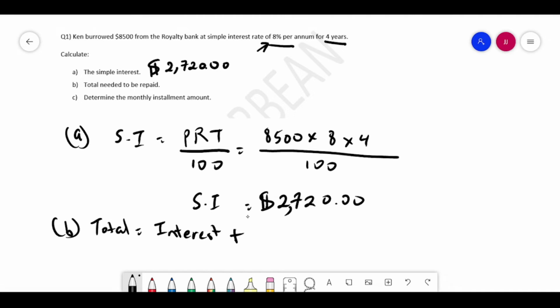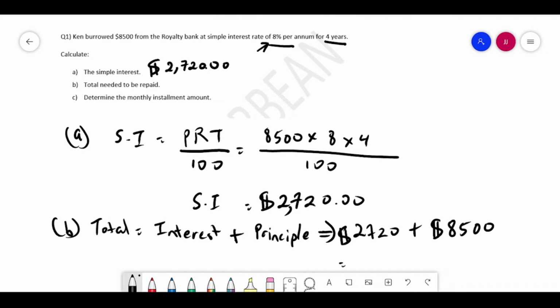plus the amount initially borrowed, or the principal, which is 8,500. So this would imply 2,720 plus 8,500, which is equal to 11,220.